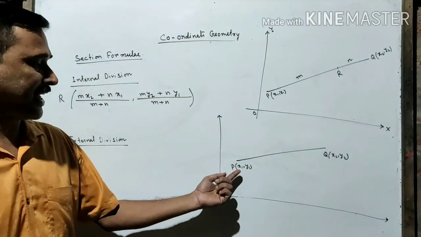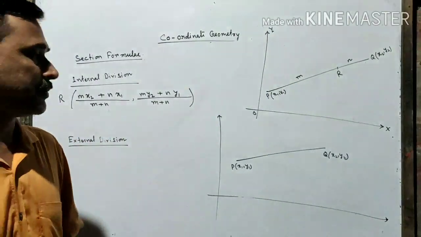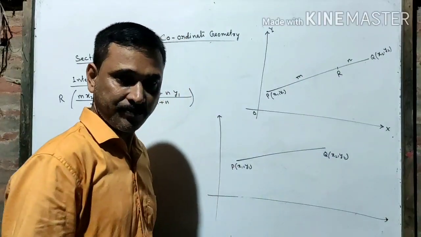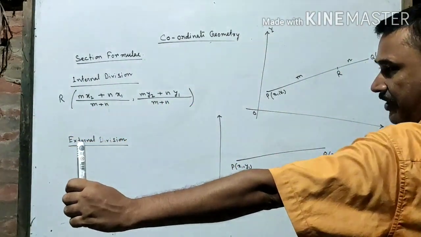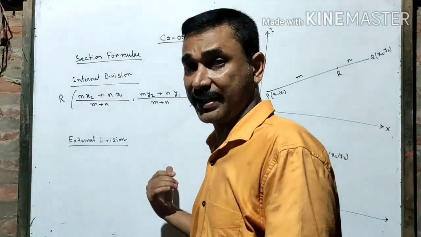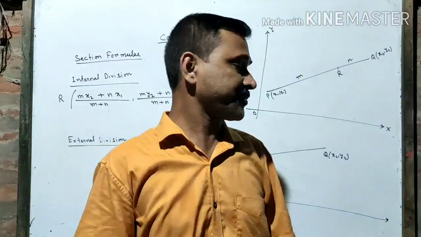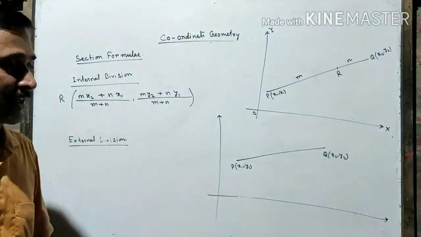Suppose P(x1, y1) and Q(x2, y2) are any two points on a given plane. Then the join of PQ is a line. Line means what? Infinite. It's extended on both sides. That is the definition of a line. This is a line segment. When I say line, it means it is extended on both sides. So the line PQ is extended on both sides.